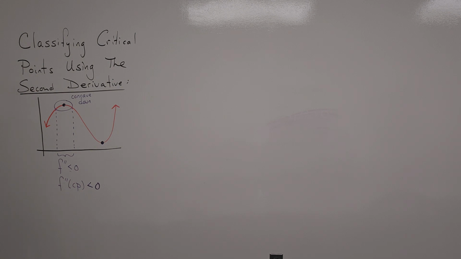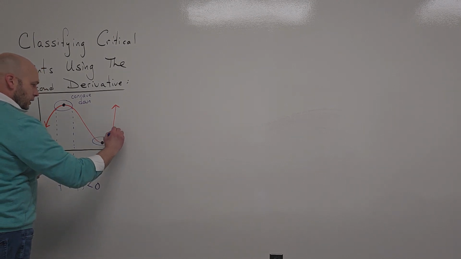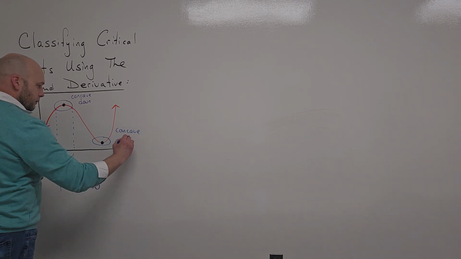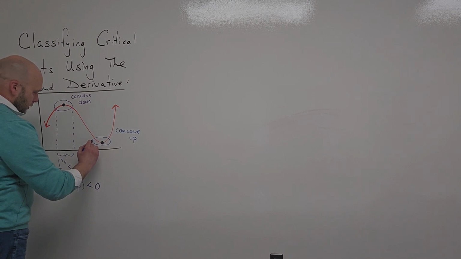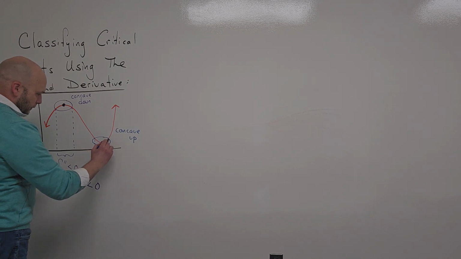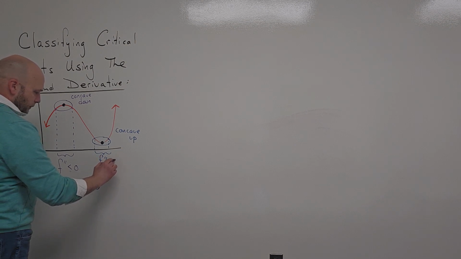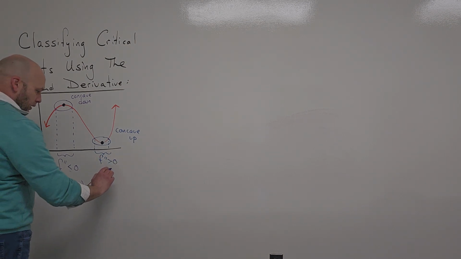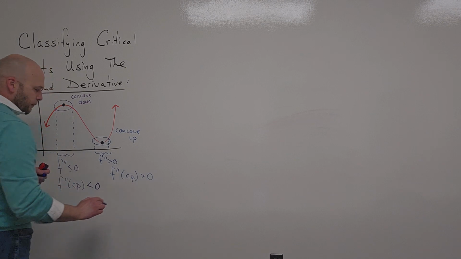Similarly, if I look at this graph right here, this part of the graph at this critical point, if I go a little bit to the left, a little bit to the right, and I highlight, say, this portion of the graph right here, then I see that that is concave up. What that means is for that portion of the graph, the second derivative is positive. In particular, the second derivative evaluated at the critical point is greater than 0.